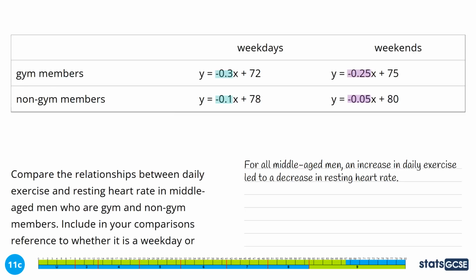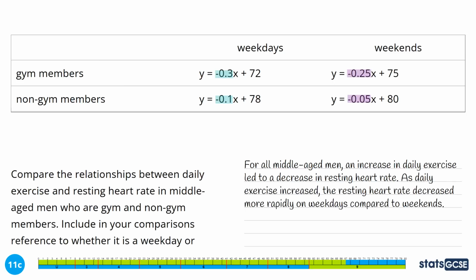Looking at the coefficients of the x for weekdays, we had minus 0.3 for gym members and minus 0.1 for non-gym members. Comparing that to weekends, where it was minus 0.25 for gym members and minus 0.05 for non-gym members. So the weekends were smaller. So to interpret that, as daily exercise increased, the resting heart rate decreased more rapidly at weekdays compared to weekends.